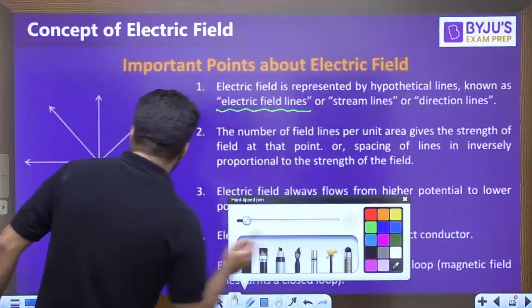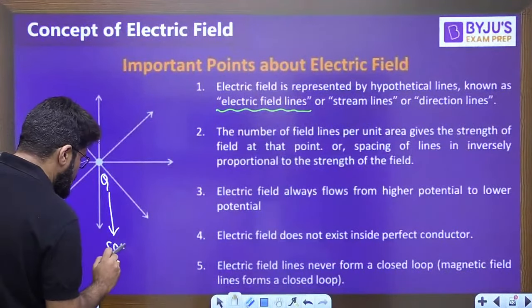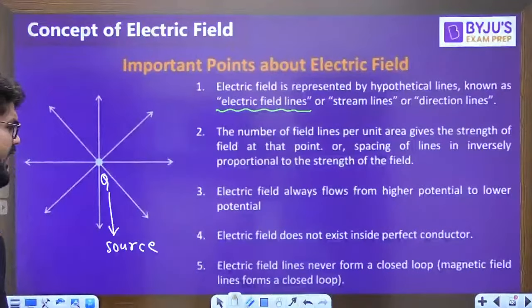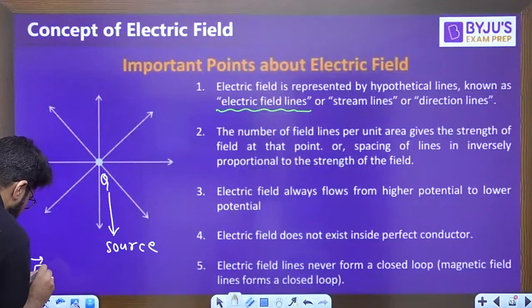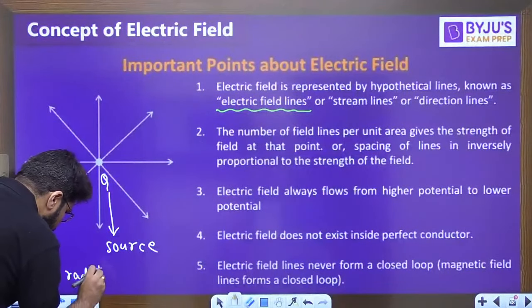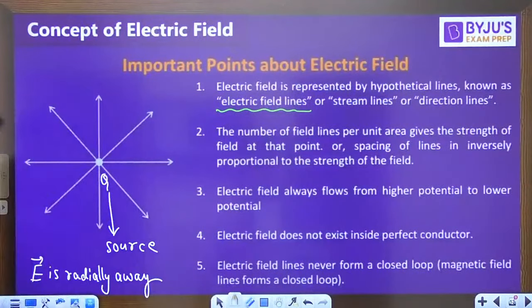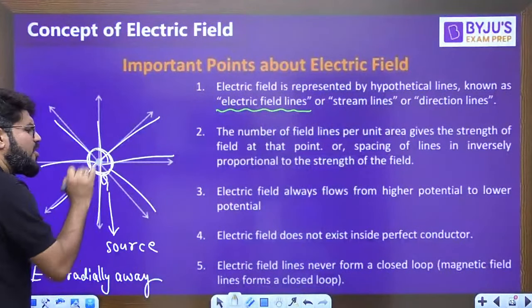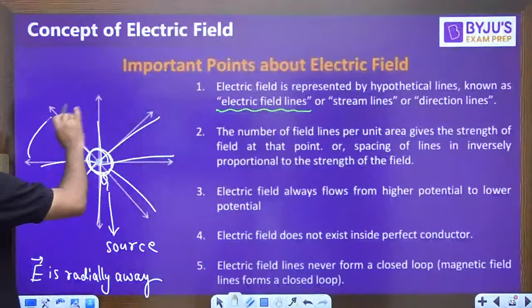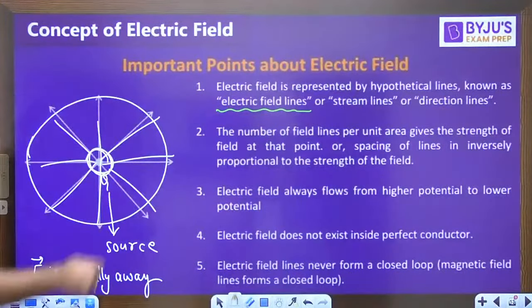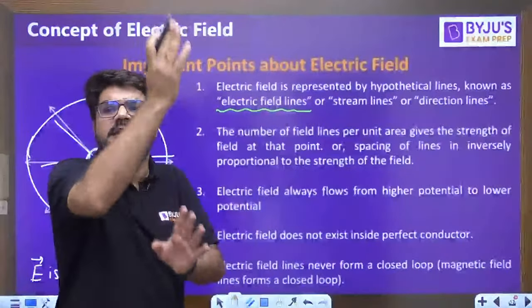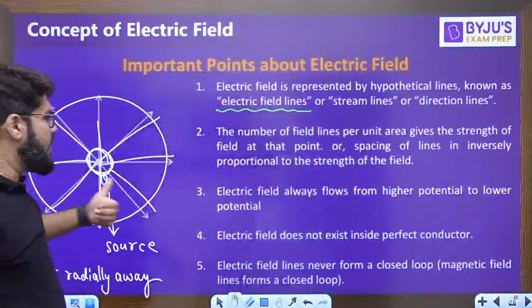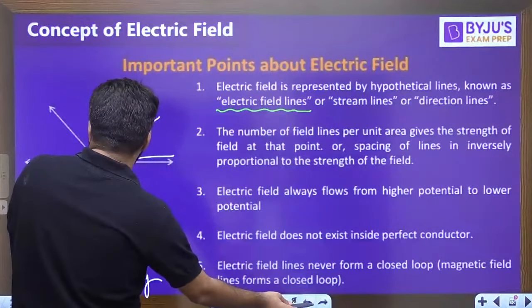So if this is some charge Q, which I call the source, electric field is everywhere around the source. That means electric field E is radially away from the source. Radially away means away from it in all possible directions. Assuming that this is the center of a circle, electric field will be there at every point over the circumference of the circle. That is, from the center you can reach the circumference by taking any direction. Same is the story here. So it is radially away from the source charge.